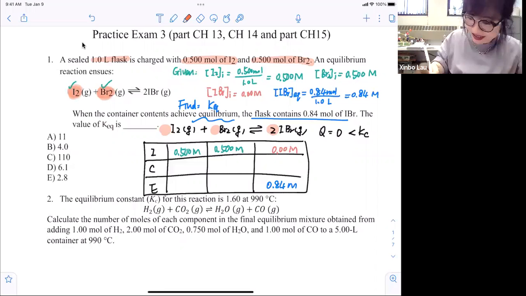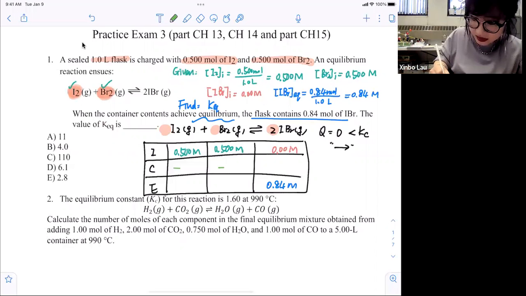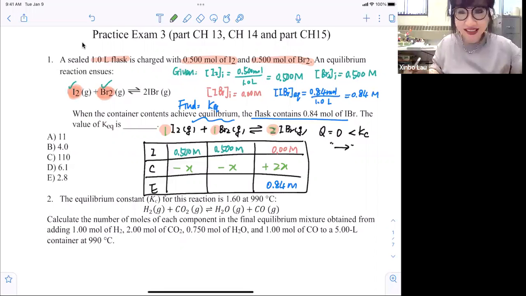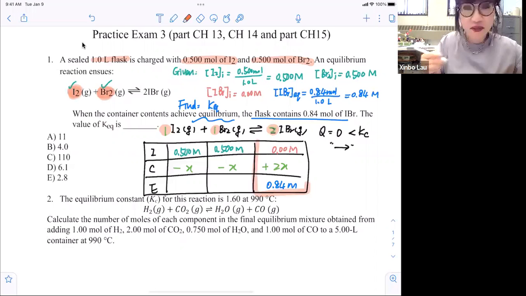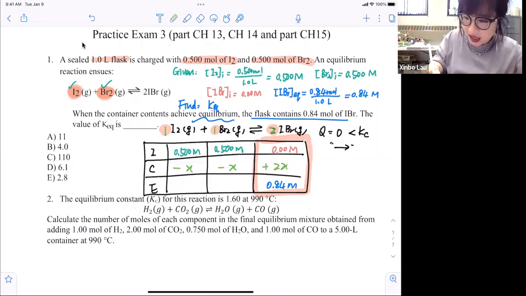The only way to go is to the product side, and therefore the change will be negative, negative, positive. Go by what ratio? It's a 1 to 2 ratio. So over here that'll be 2x. Let's put that in. Now what? This column is fulfilled, which means you know initial, you know final, and the change equals 2x. Do we get a relationship? I believe so. Therefore we know that 2x equals 0.84, so x equals 0.42.